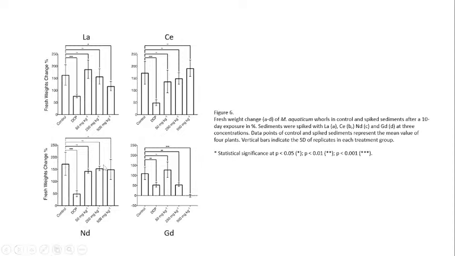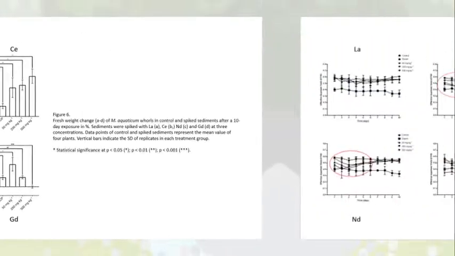Neodymium didn't have a significant change, but gadolinium was really significant at the highest concentrations, where the plants were in necrosis, they were dehydrated, and the weight was even less than at the beginning of the test. But already at 250 milligrams per kilogram, we had signs of chlorosis, and the situation was bad since there.